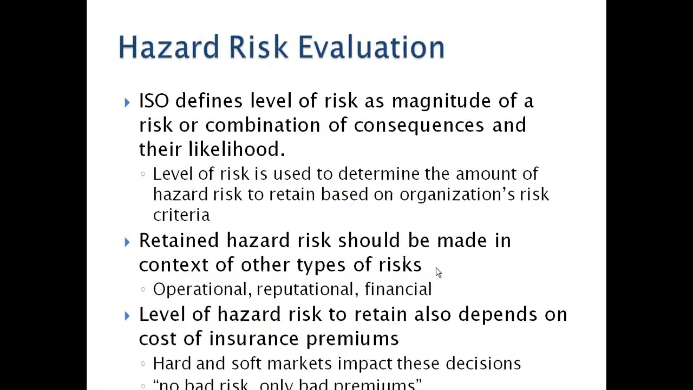hazard risk. When we look at hazard risk from an evaluation, ISO, International Standards Organization, defines level of risk as the magnitude of a risk or combination of consequences and their likelihood. And the level of risk is used to determine the amount of hazard risk to retain based upon an organization's risk criteria. So basically what that's saying is when you think about the level of risk of what's the possibility, or the combination of consequences.